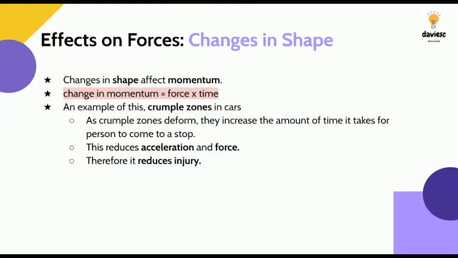With changes in shape, these can affect the momentum. Now, if we remember the equation change in momentum equals force times time, then that is an example of how shape can change it. Crumple zones in cars deform when you make a collision. This increases the amount of time it takes for the person to stop, it reduces the acceleration and it reduces the force, which will reduce the injury.